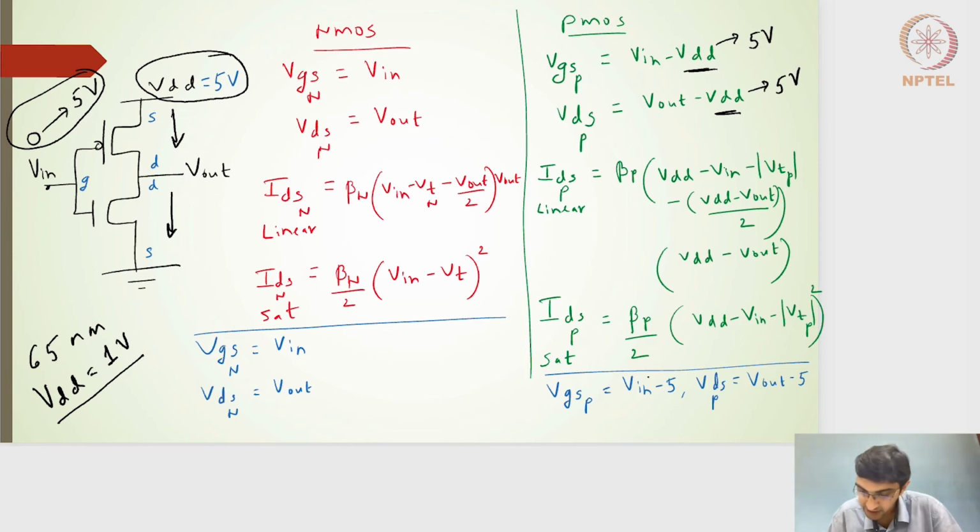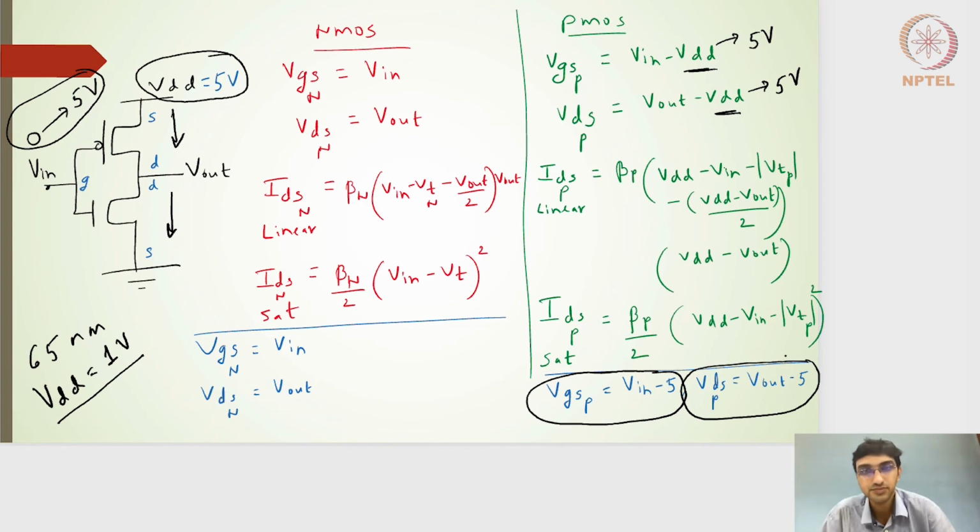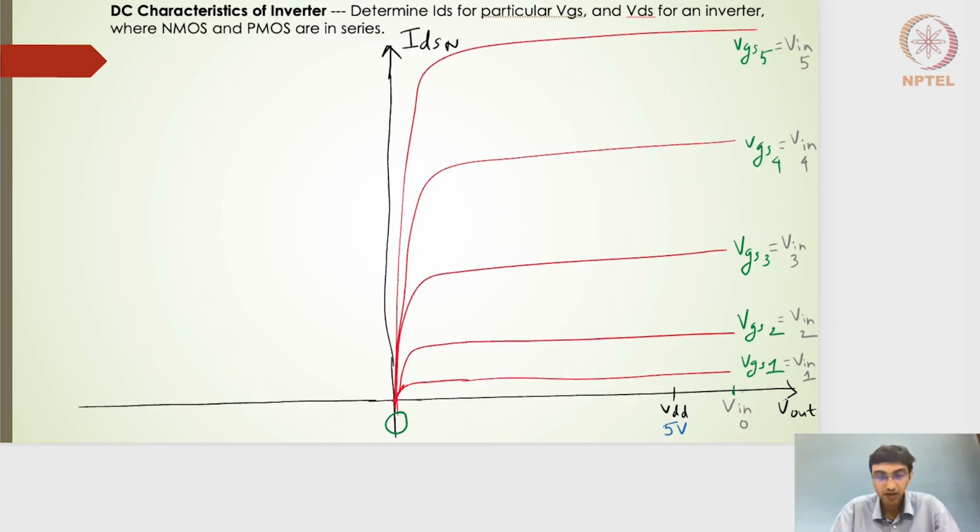And that's what I have put here. VGS of Pmos is V input minus 5 volts and VDS of Pmos is V out minus 5 volts. Okay, hope this is clear. Okay, so we are now in a position to draw the current versus the output voltage. Right, so what it means is, for different VGS values, how the current and the VDS profile look. Now what we really want is the DC characteristics of an inverter, right?